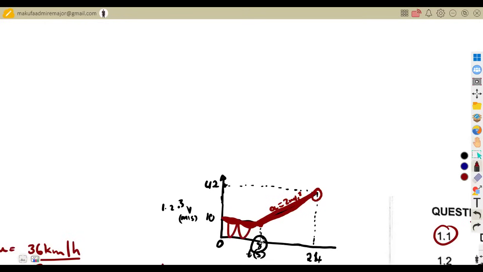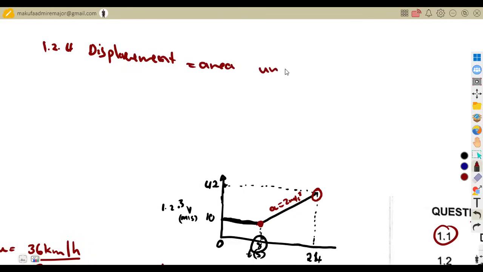So the part under this one is the one that gives us the area, which gives us the displacement. So you're simply saying the displacement is equivalent to the area under the graph. That is the idea there, all right? So displacement, remember, is equivalent to the area under the graph. All right, so that is the condition. Do not take this part on top. You consider what is below.